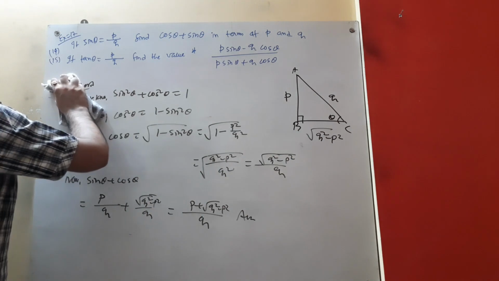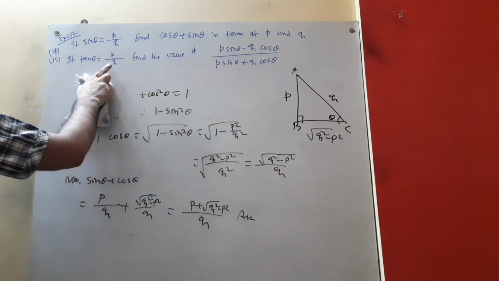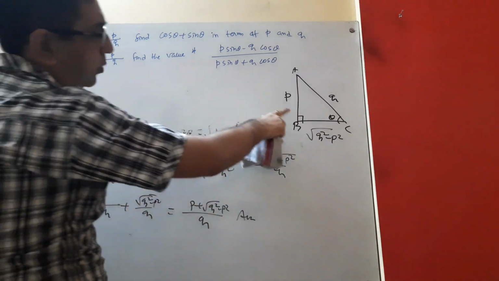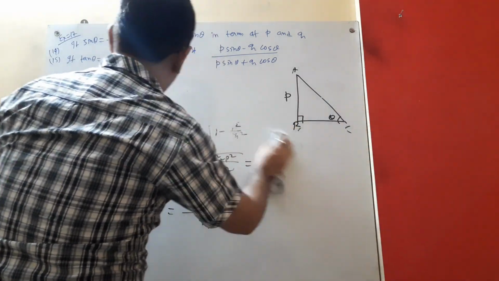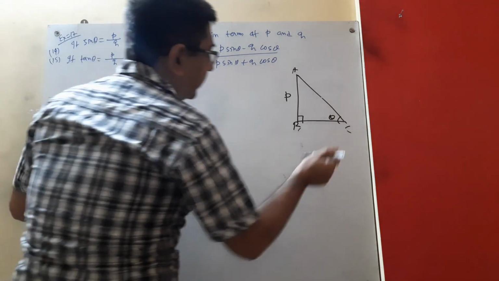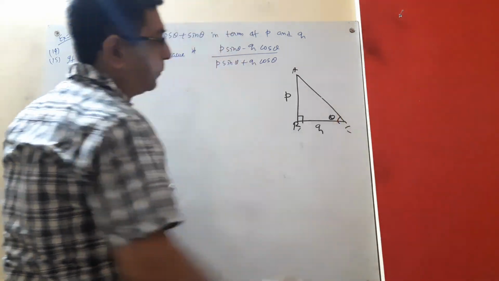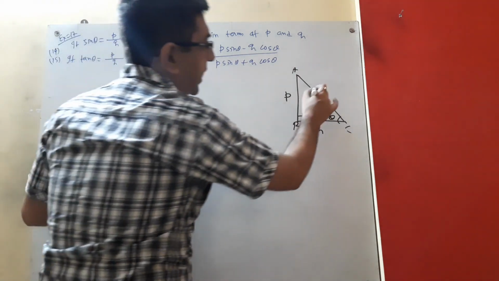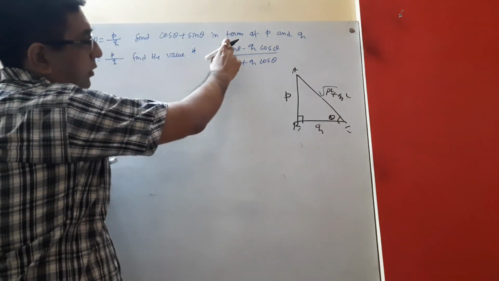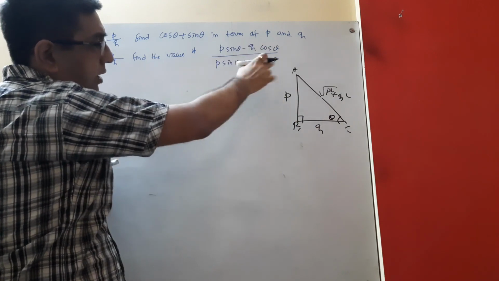Now go to the next question: tan theta equal to P by Q. Look, same way we can do. Tan theta equal to P by Q, right? We can write this is Q, then we can find the hypotenuse, right? Root under P square plus Q square, okay? Now find the value of sin theta, cos theta and put the value.